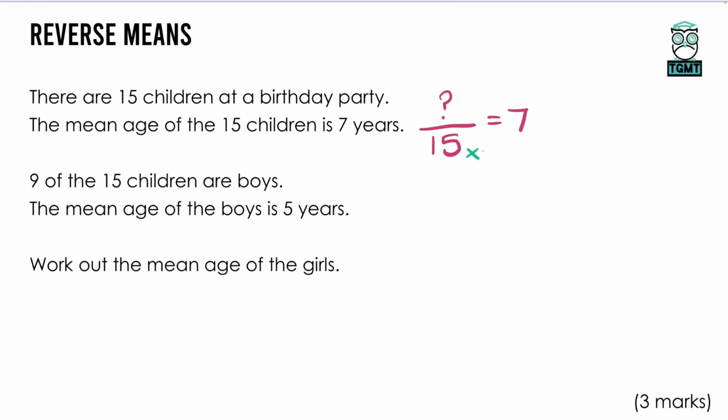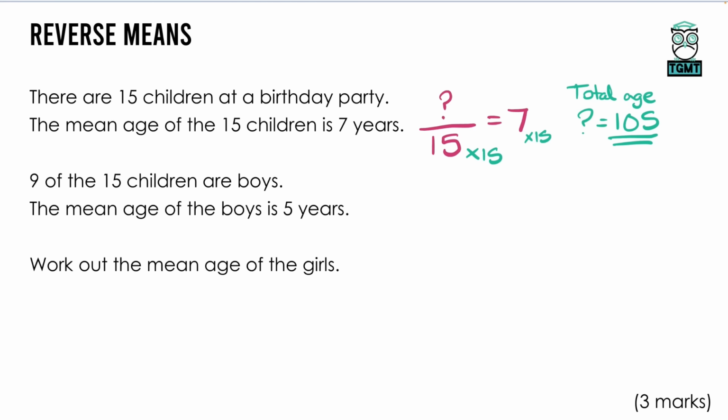But we want to multiply by 15 and multiply by 15. And that's something that we're looking for. You don't have to use algebra here, but we can. If we times 7 by 15, well, 10 times 7 is 70, 5 times 7 is 35, so that would be 105. So that there is the total age of all 15 children. Okay, so that's the total age.